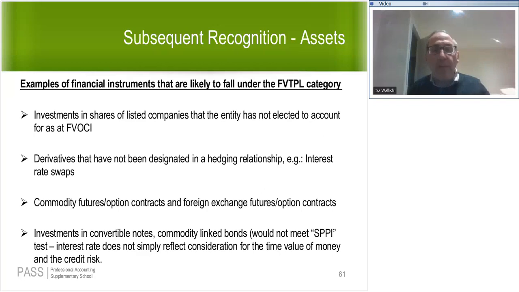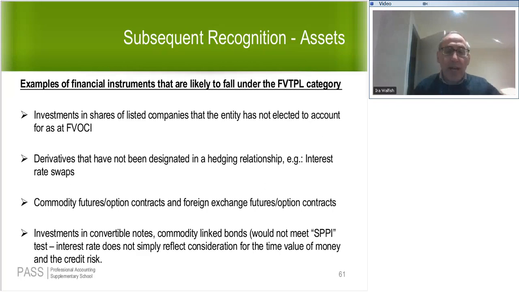Commodity future contracts and foreign exchange contracts are other examples of derivatives, where once again I would use the FVTPL category. Investments in convertible notes or commodity-linked bonds: do you remember we said that in order to use the amortized cost category or the FVOCI category for a debt instrument, you needed to meet the SPPI condition, which means the interest and principal you're collecting was simply on account of the time value of money and credit risk.